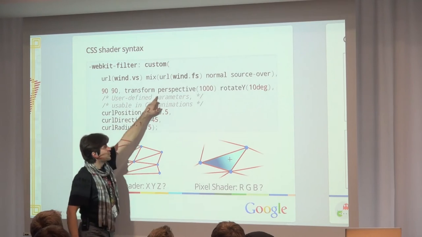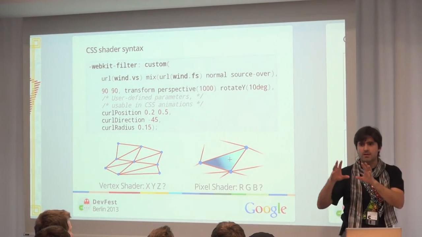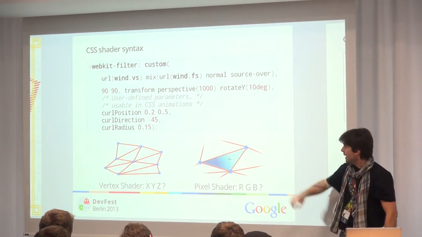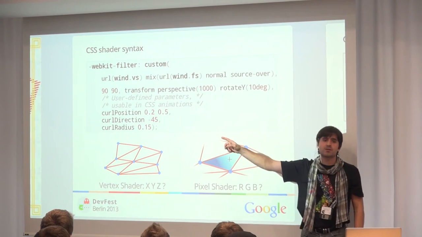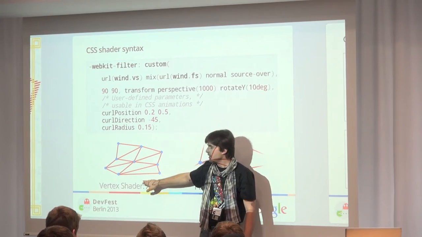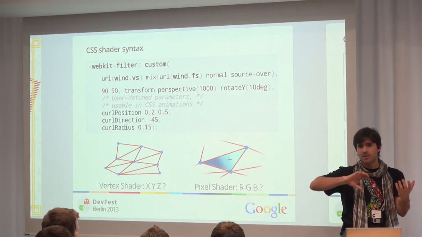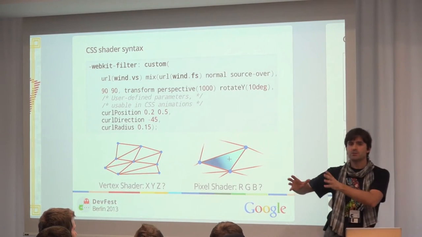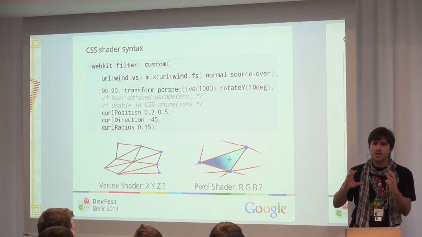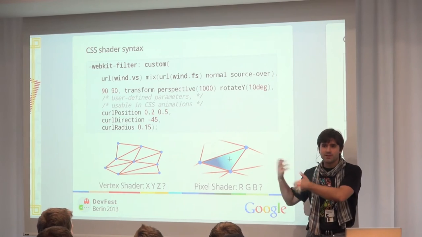This transform, perspective, rotate, that's what we have just seen. That is a CSS 3D transform, geometric transform. And you pass the parameters here because the browser will pass it to you in a variable in the vertex shader as a transformation matrix. So in this case, it doesn't apply the transformation. It gives you the transformation matrix that you have defined, and it's up to you to apply it or not, or modify it differently, and so on.